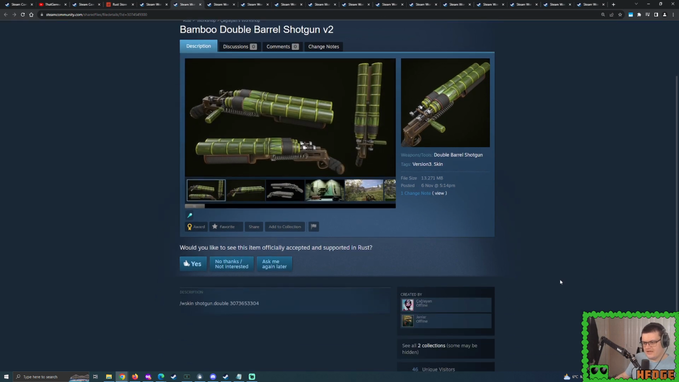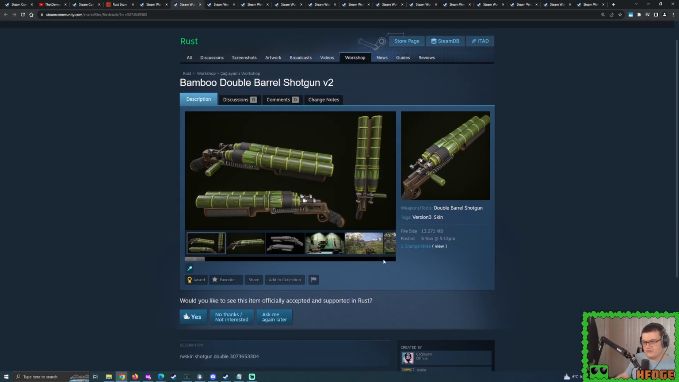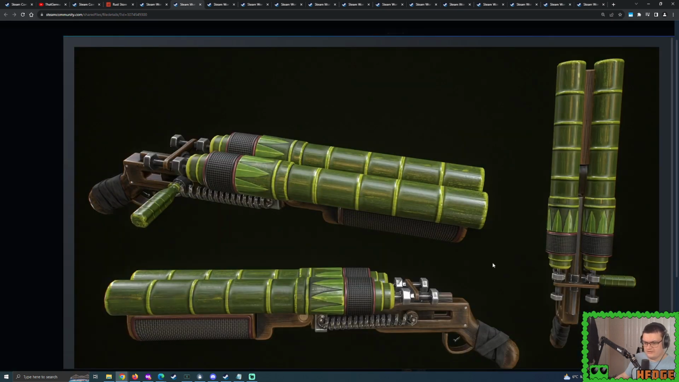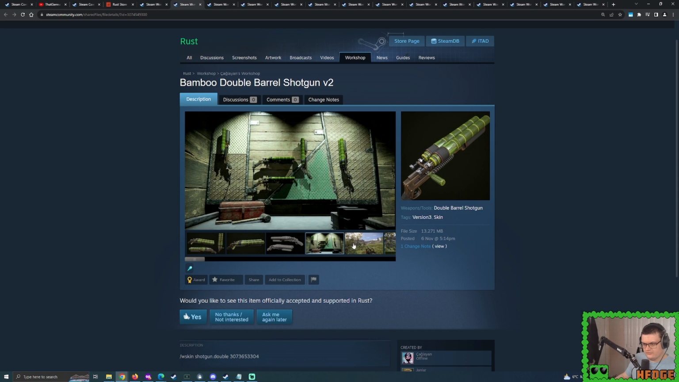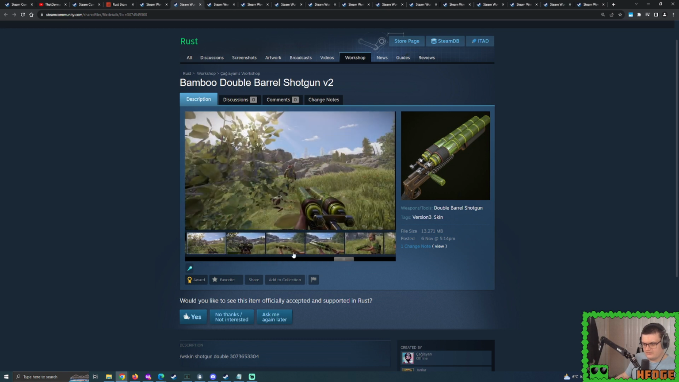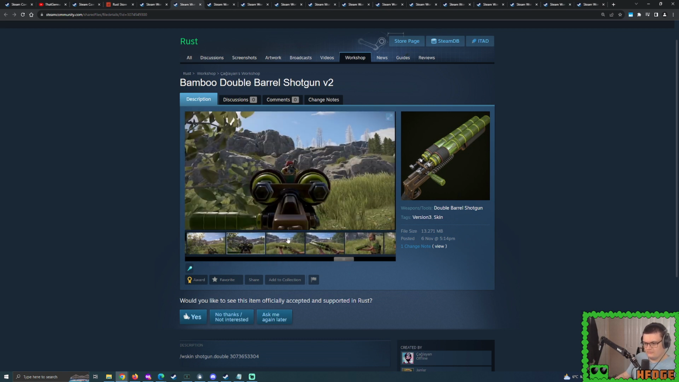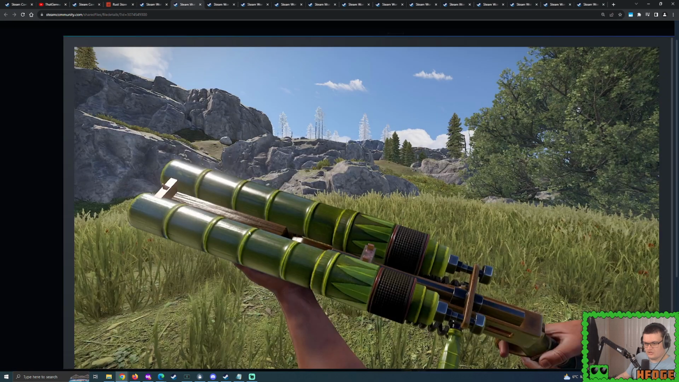Okay, here we have Caglian and Janlar. They've gone ahead and produced a bamboo double barrel shotgun. Get a good look at that. That is some very nice looking shine to it. Oh, all the details of the wood. That's cool. That's cool. Yeah, that looks really nice. Caglian. That's pretty cool. And then the shine in game.